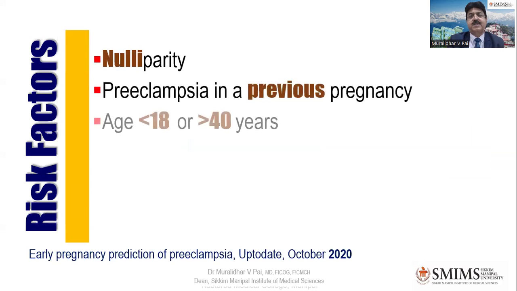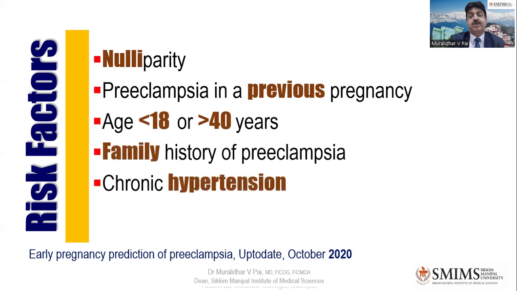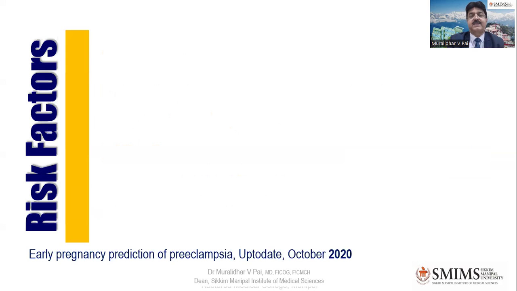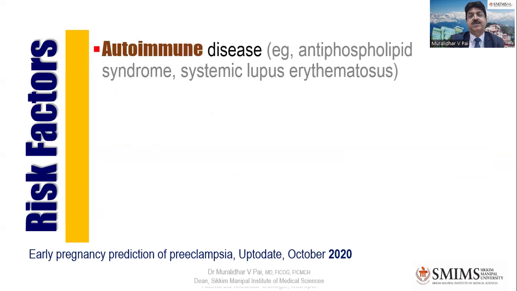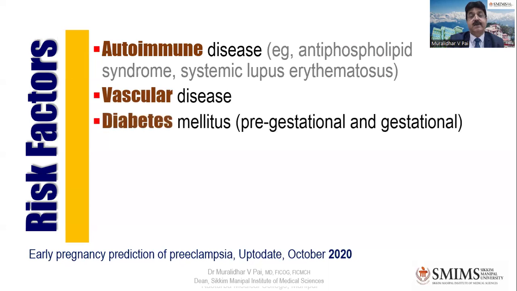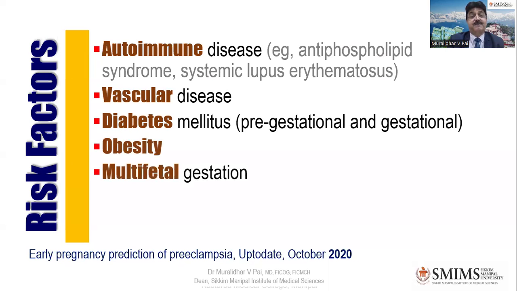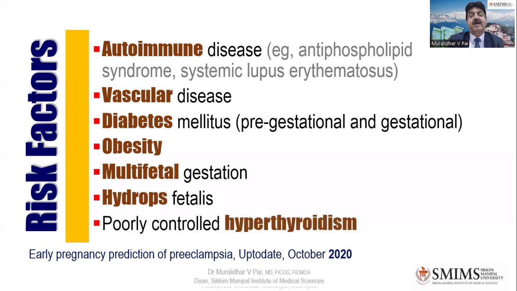Nulliparity, preeclampsia in previous pregnancy, age extremes again, family history of preeclampsia, chronic hypertension in her, chronic renal disease in her. In addition to that, autoimmune diseases, we all know about APLA syndrome and systemic lupus erythematosus giving rise to preeclampsia. Vascular diseases, diabetes and hypertension are close cousins. I have told this many, many times. Obesity, multifetal gestation, hydrops fetalis, and poorly controlled hyperthyroidism.